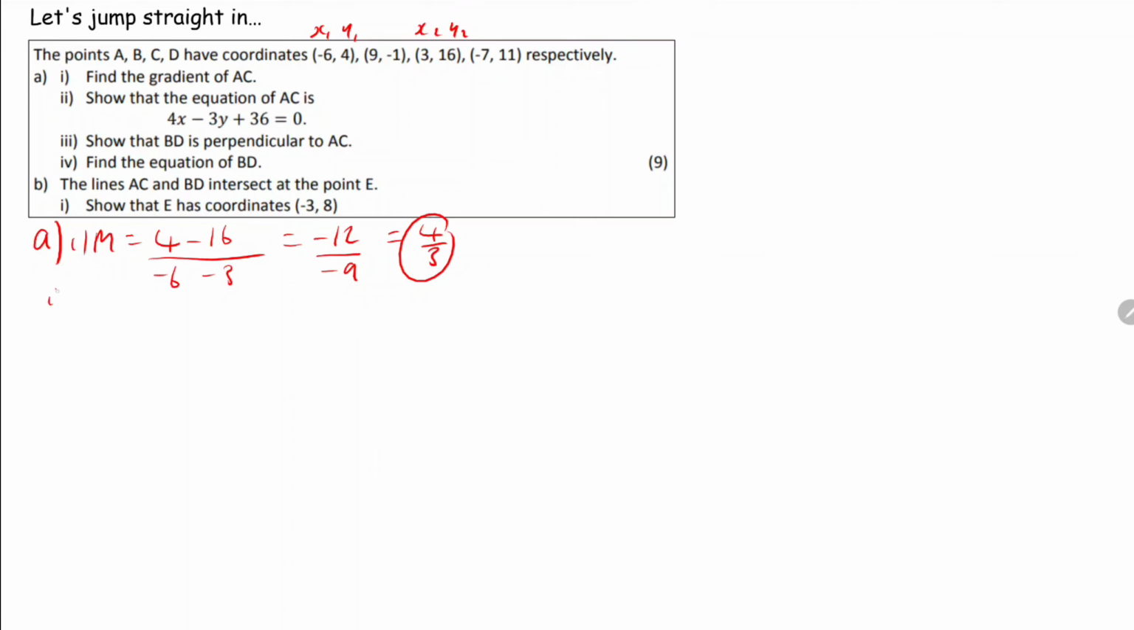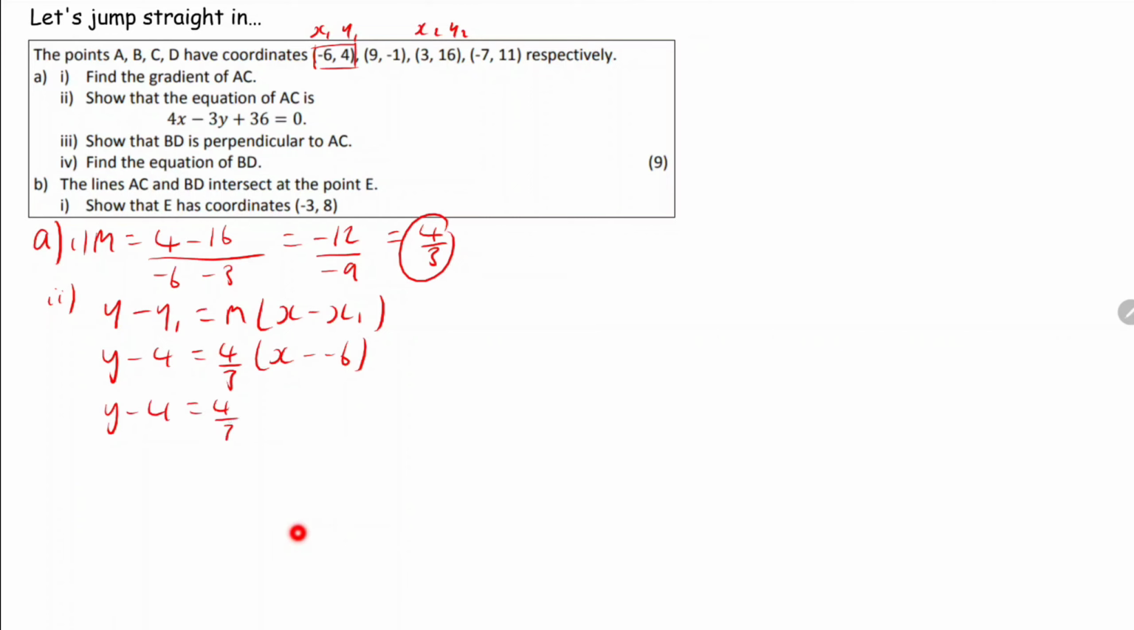That was part 1. Part 2 is to show the equation of AC is 4x minus 3y plus 36. So we're going to use the equation of a straight line, which is y minus y1 equals m brackets x minus x1. We're going to substitute in our A values as our x1 and y1. We could use either. So y minus 4 equals our gradient, which is 4/3, brackets x minus 6. That gives us y minus 4 equals 4/3 x plus 6.